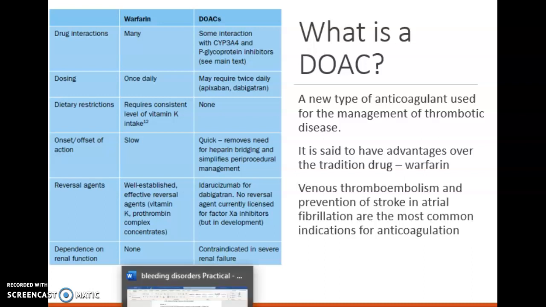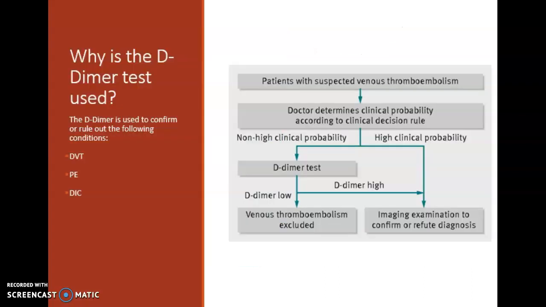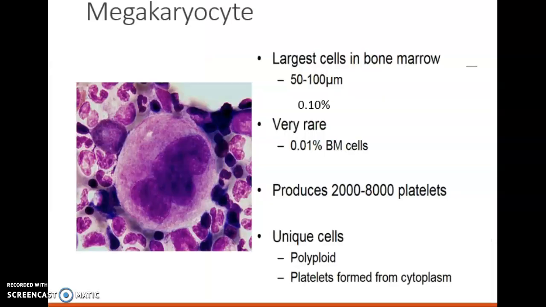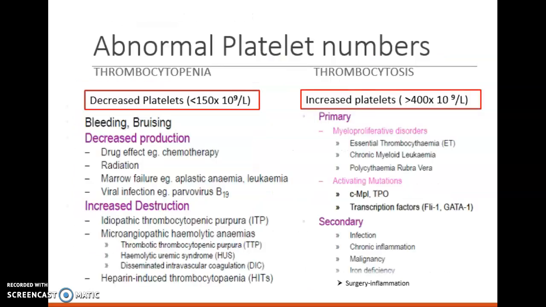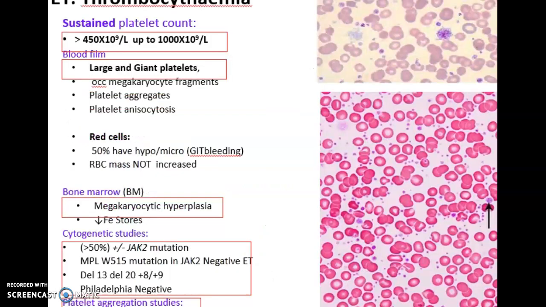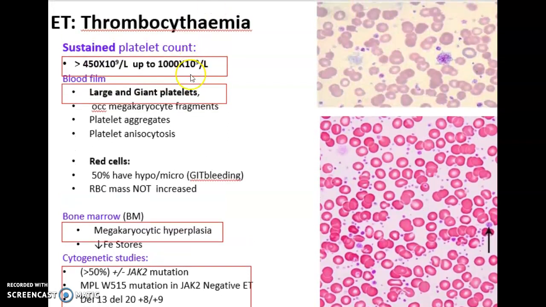With this sort of information, there's actually quite a bit more information available for you, such as the D-dimer test, and then in your pre-lab, your different cells like your megakaryocytes and your abnormal platelet numbers. So do make sure that you look at that. And then there are some disease states as well, such as ET. We haven't quite covered that. That will be in Susan's lecture.